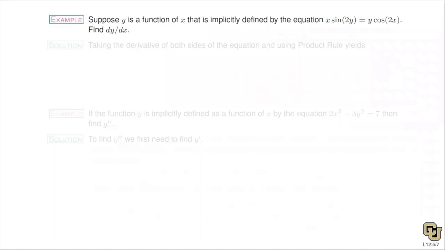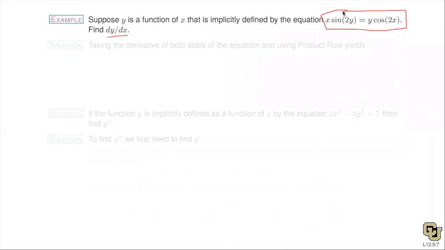So here, I want to do an example involving some trig functions, because that's part of what we're learning in terms of the derivatives. Suppose y is a function of x, and we have this implicitly defined function, where y satisfies x times sine of 2y equals y times cosine of 2x. Of course, they say find dy/dx. The number one thing I would warn you is do not try to solve this equation for y. It's not going to work out.